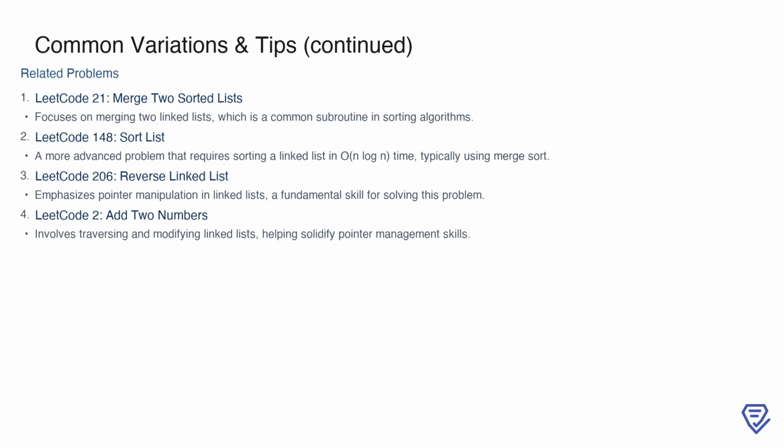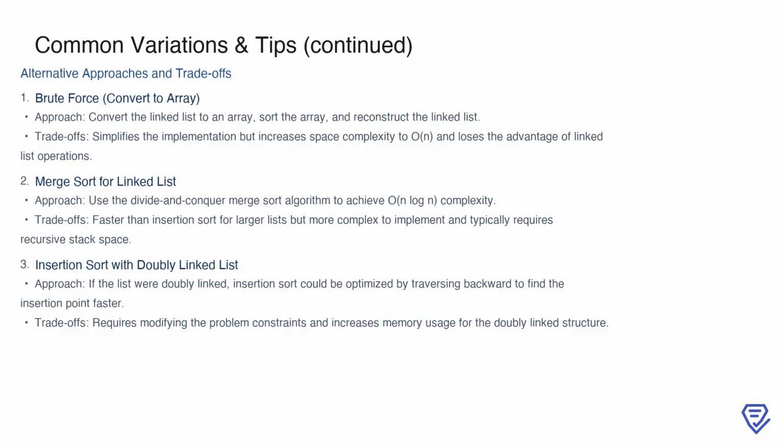LeetCode 206, which involves reversing a linked list, is also highly relevant as it emphasizes crucial pointer manipulation skills needed for insertion sort. Finally, LeetCode 2, which deals with adding two numbers represented as linked lists, provides another opportunity to practice traversing and modifying linked lists. Tackling these problems will deepen your understanding of linked list operations and pointer management, equipping you to handle a wide range of scenarios effectively. There are also alternative approaches and trade-offs to consider for sorting linked lists.